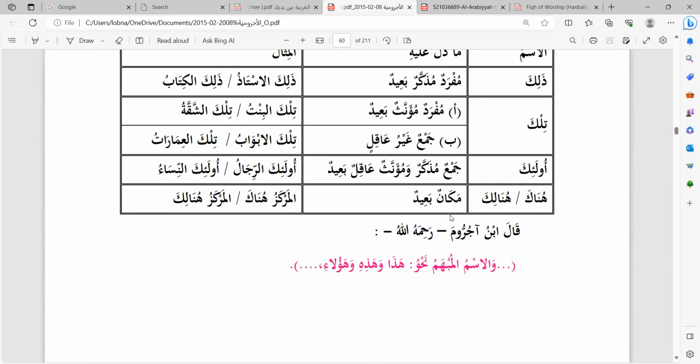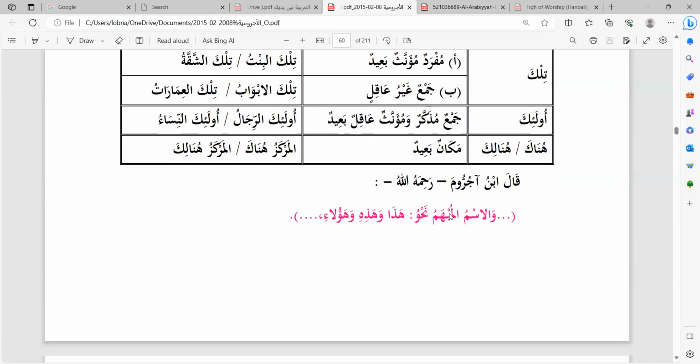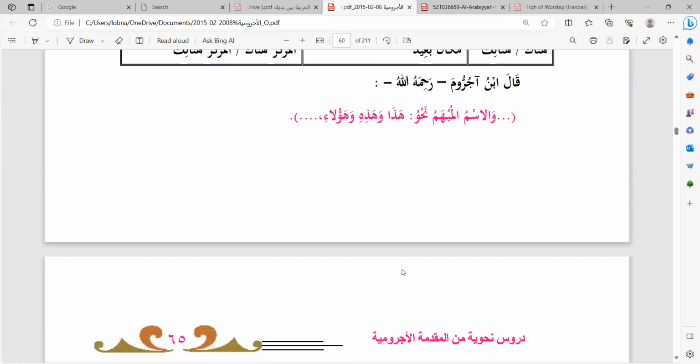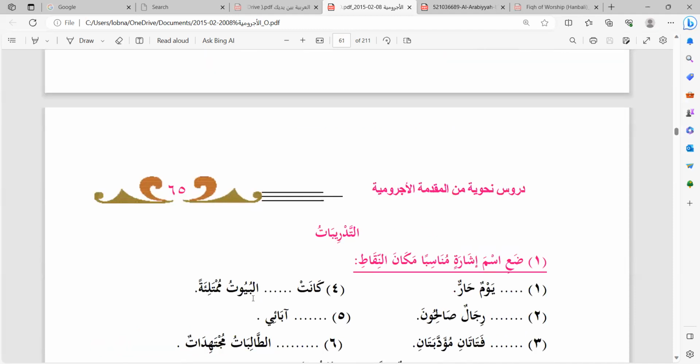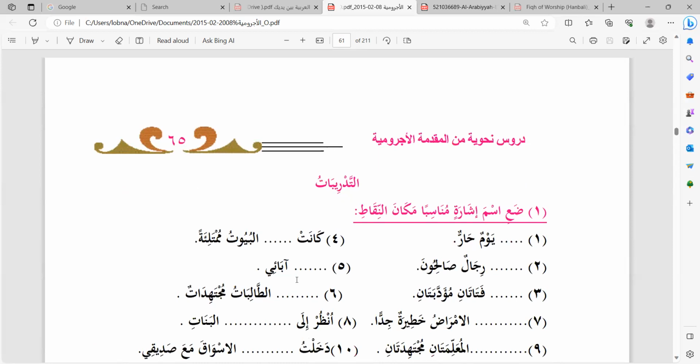Is everybody on the same page? Yeah. Bait is feminine, right? Yes, bait is feminine. So if you're pointing to something that's close by, you'll say هذه البيوت, but if you want to indicate something that's far, you'll say تلك البيوت. Is that clear? Yeah.